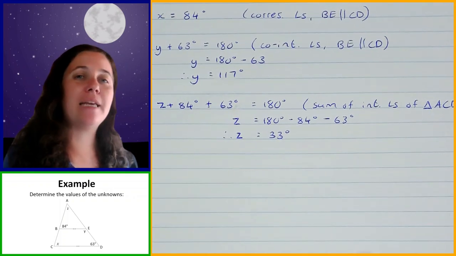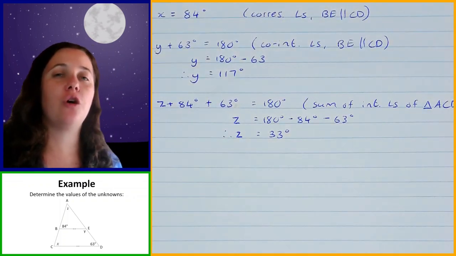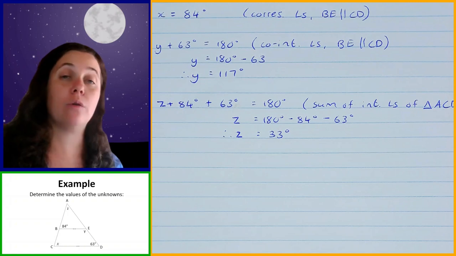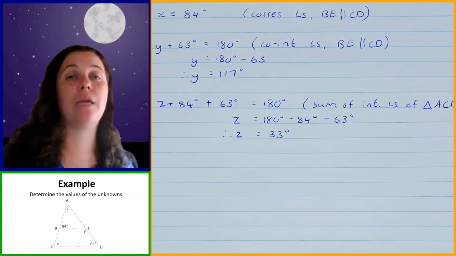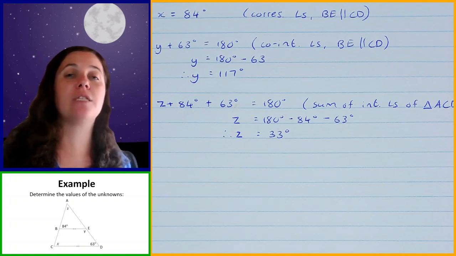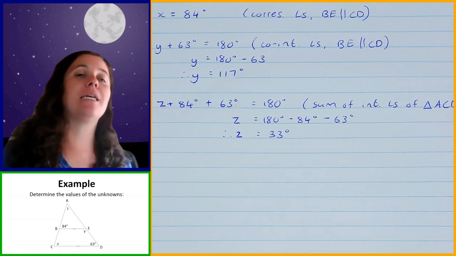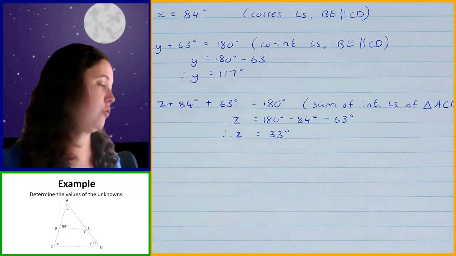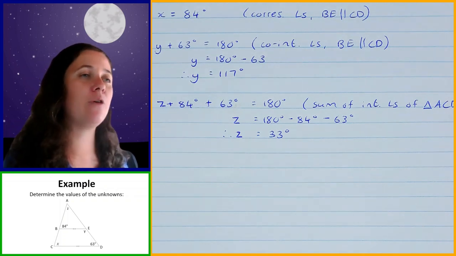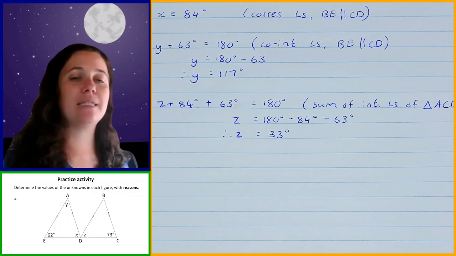Okay, so here we have now used a combination of different types of rules. We've worked with parallel lines. We've also worked with the angles in a triangle. So now we're going to be putting things together that we have learned in all the different sections, the 2D shape section, as well as the straight line geometry section as well. Now I'm going to give you a few that you're going to work on for yourself. The first one you're going to do is this one over here.